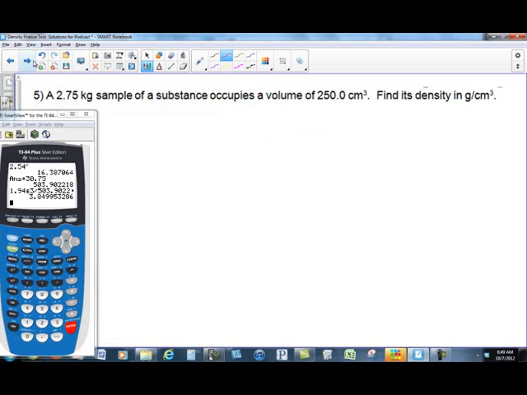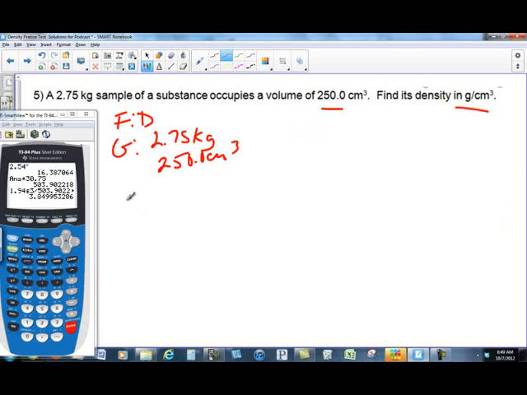Alright. Number 5 is a 2.75 kilogram sample of a substance that has this volume. We want to find its density in grams per centimeter cubed. Okay, so we're trying to find density. We are given 2.75 kilograms and 250.0 centimeters cubed. Okay, pretty straightforward.